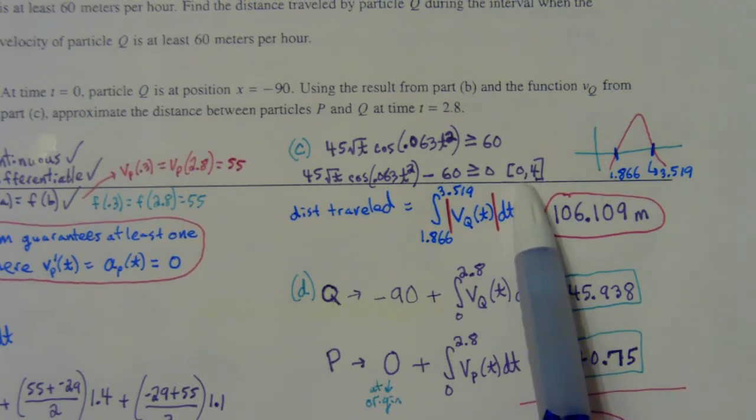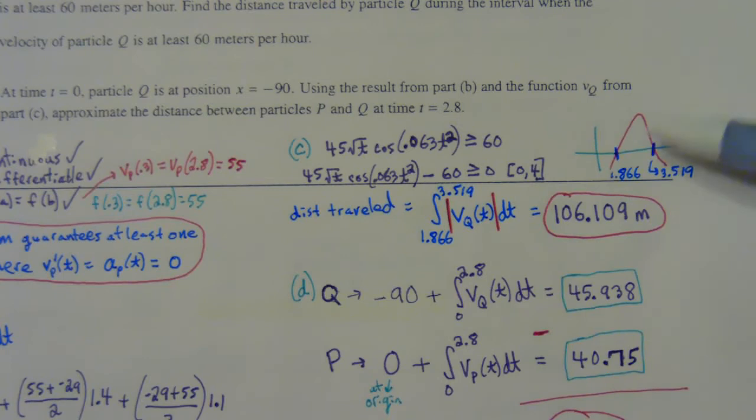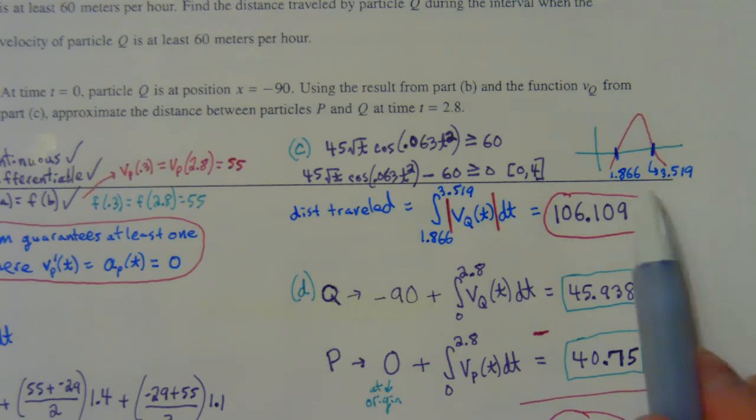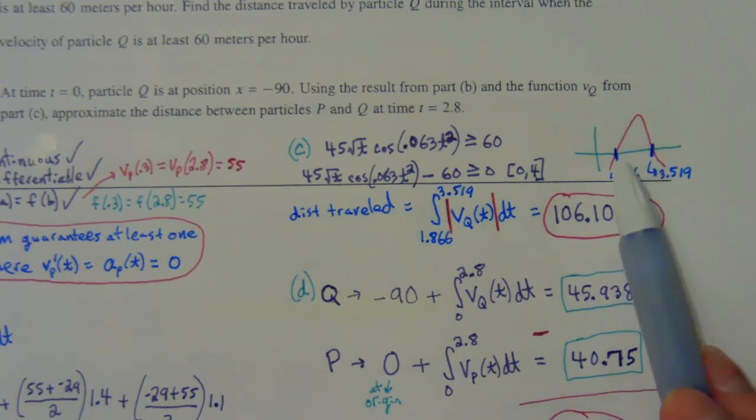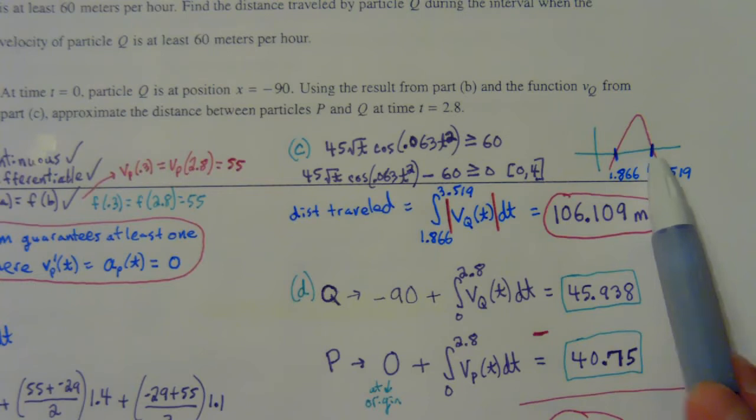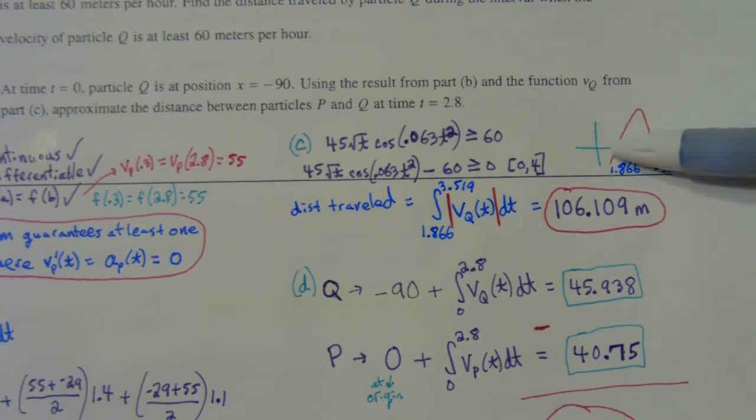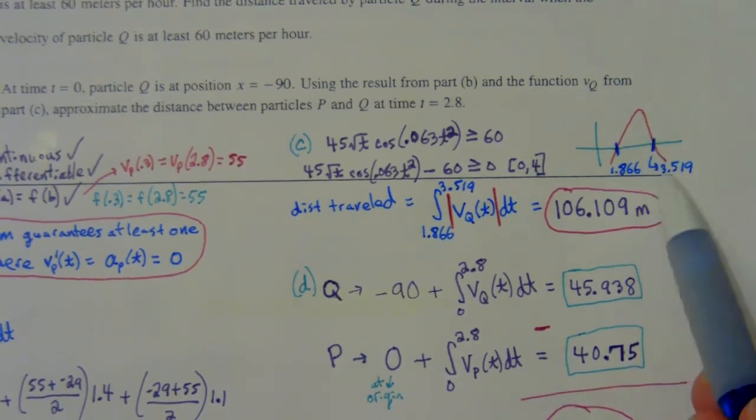So I put x min was 0, x max was 4, and then just this part of the graph pops up on the screen. And then, like I said, watch the graphing calculator video if you forgot how to calculate the zeros, but it will find those zeros for us. And so I used the graphing calculator to calculate the zeros, that 1.866 and the 3.519 number.